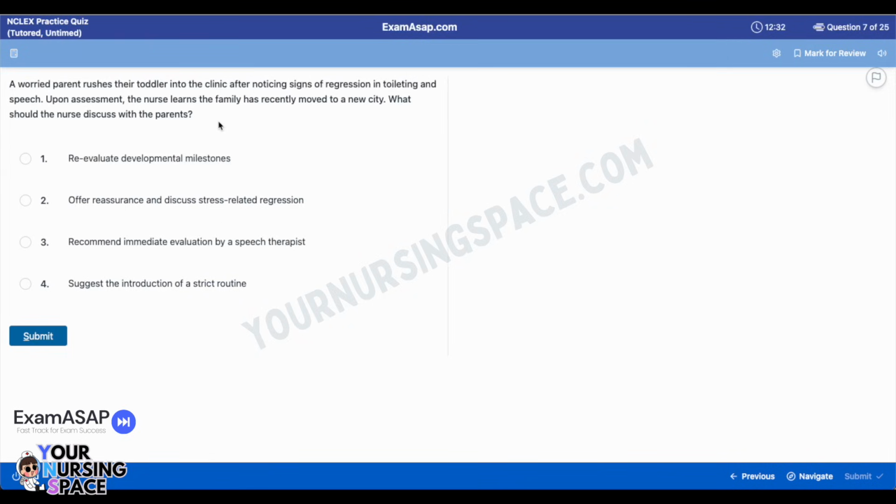Here are the options. Option 1. A. Reevaluate developmental milestones. Option 2. B. Offer reassurance and discuss stress-related regression. Option 3. Recommend immediate evaluation by a speech therapist. Option 4. D. Suggest the introduction of a strict routine.